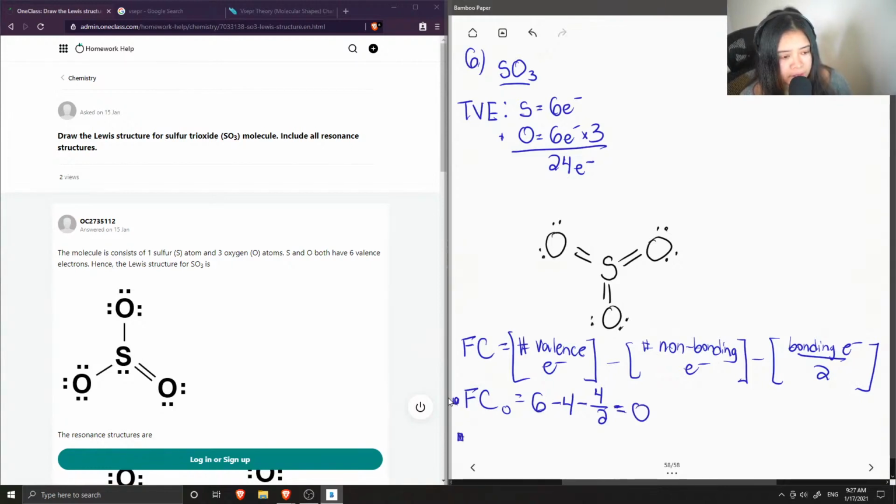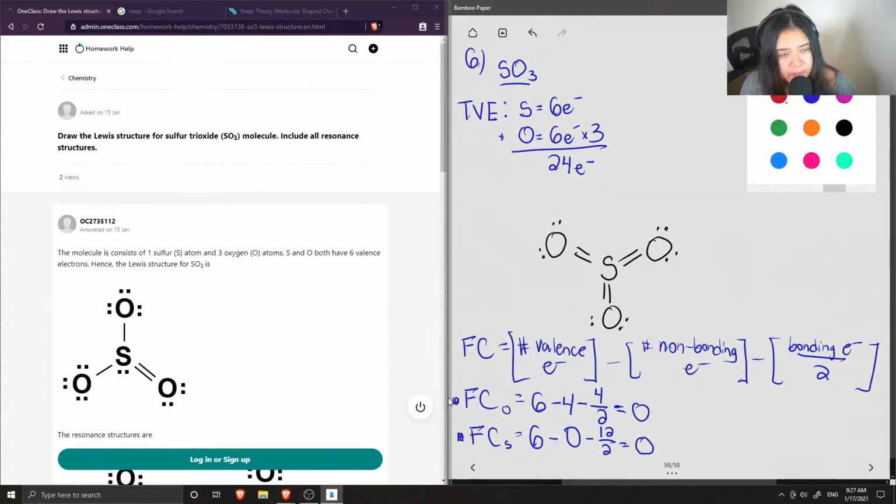Now let's do the same thing for the sulfur. Sulfur has 6 valence electrons, and there are 0 non-bonding electrons. And for bonding electrons, there are 6 bonds, so we have 12 bonding electrons in total divided by 2. So the sulfur also has a formal charge of 0. So we know that the structure is correct. And since all the oxygens are the same, this is the only resonance structure for this molecule.